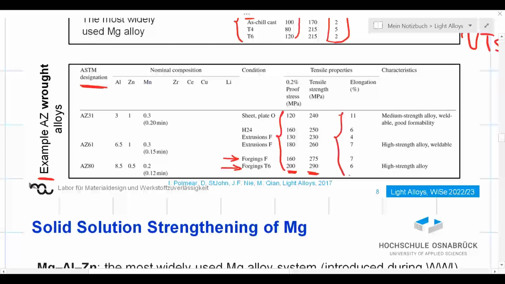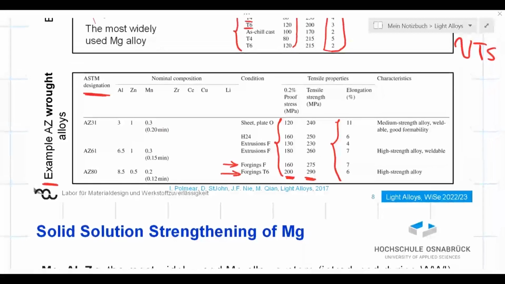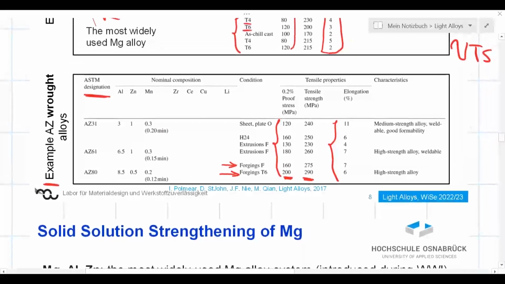Right? They are more costly. Processing is much more difficult compared to die casting, where within a second or within a few seconds, you get your part out, right? Especially with magnesium alloy, they lose their heat very quickly.